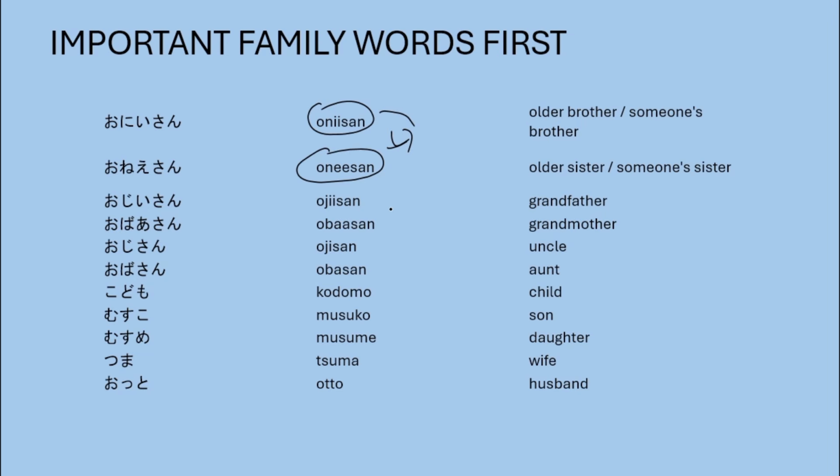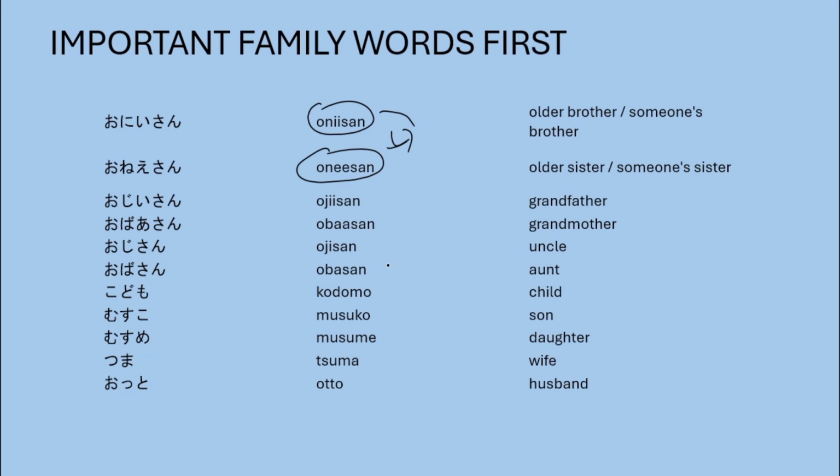Okay, grandfather, ojiisan. Grandmother, obaasan. Uncle, ojisan. Aunt, obasan. Almost all of them sound like ojiisan and obaasan, so it is very normal to mix them up and get confused. Make sure you remember them quite well.